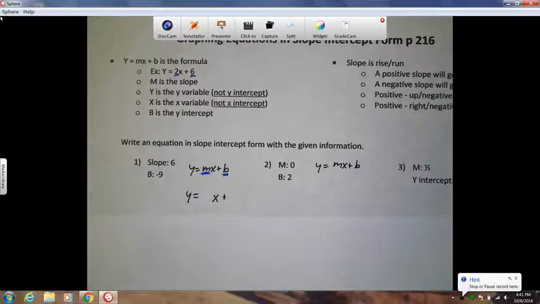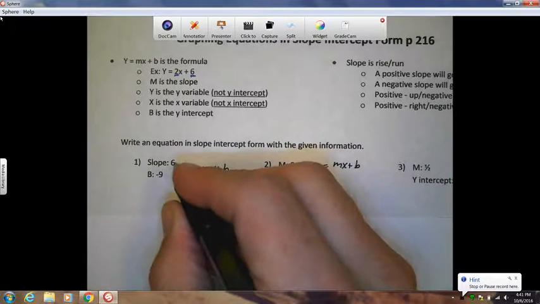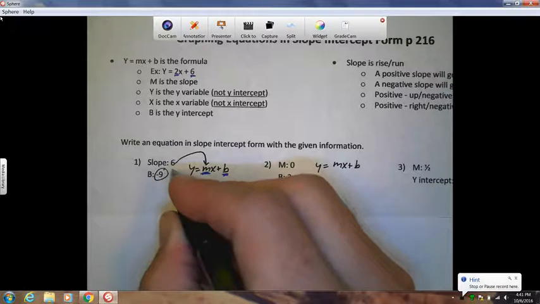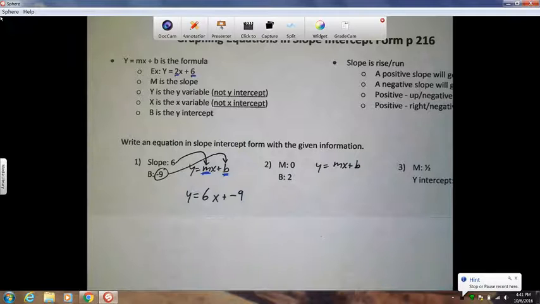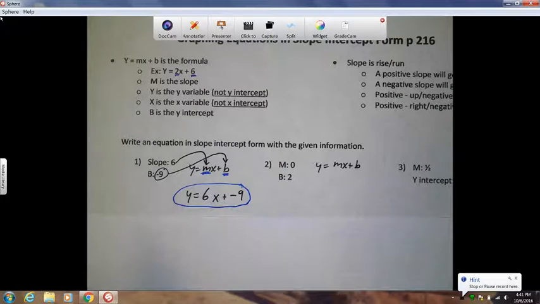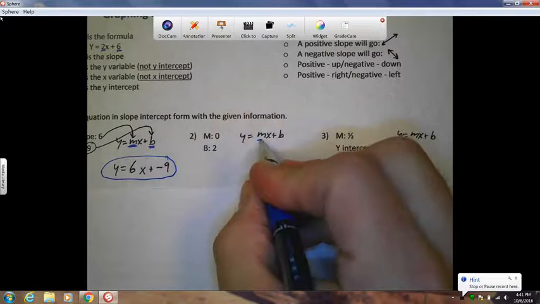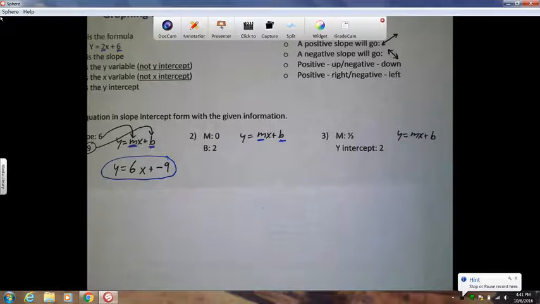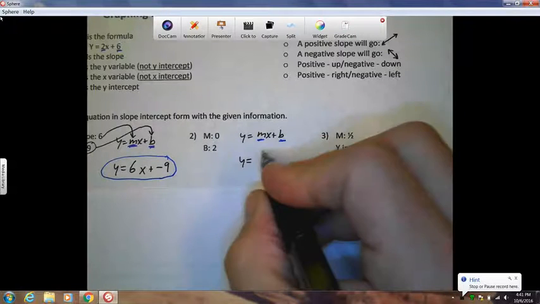So m is slope. So that's 6. And b is y-intercept, so that's negative 9. So there's my answer. Notice there is a y in my answer and there is an x. Okay, let's look at number 2. I already have my formula written down. I know that I need slope and intercept. Slope and y-intercept. So y equals, slope is 0, so 0x plus, that is 2. So y equals 2.